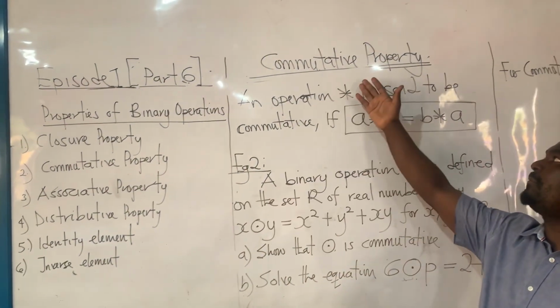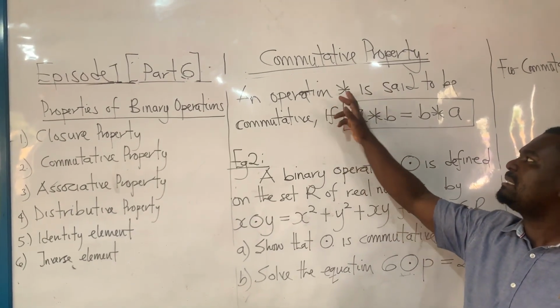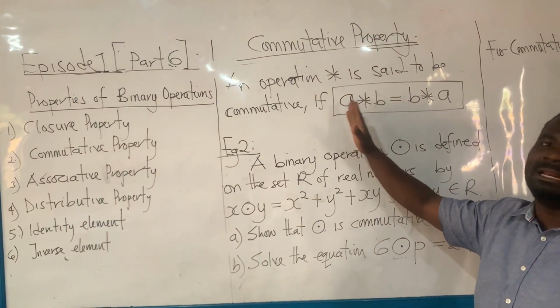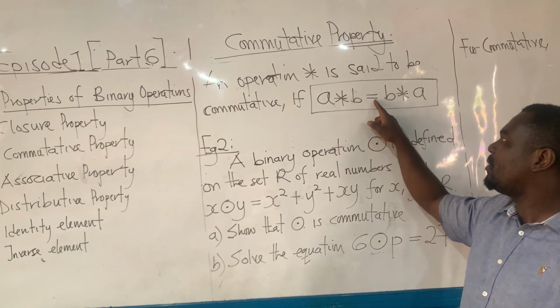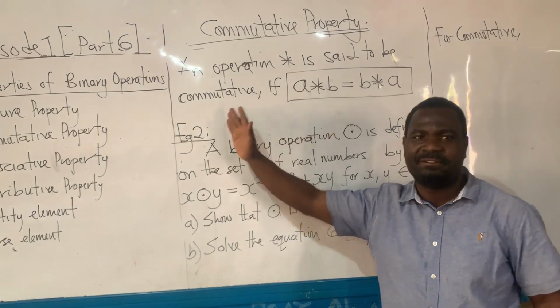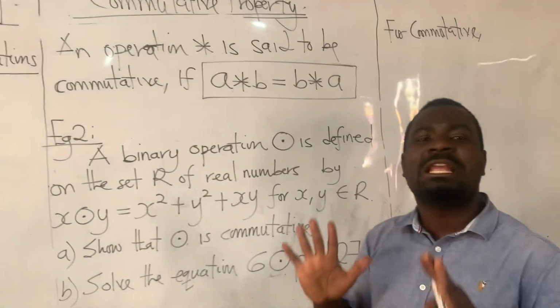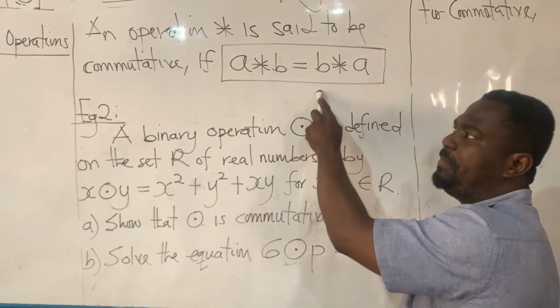Alright, so we have the commutative property. Like we used to say, an operation star is said to be commutative on the condition that A star B is equal to B star A. This is the condition for the commutative property. If you are working only under commutative, then this is the condition you are going to obey.